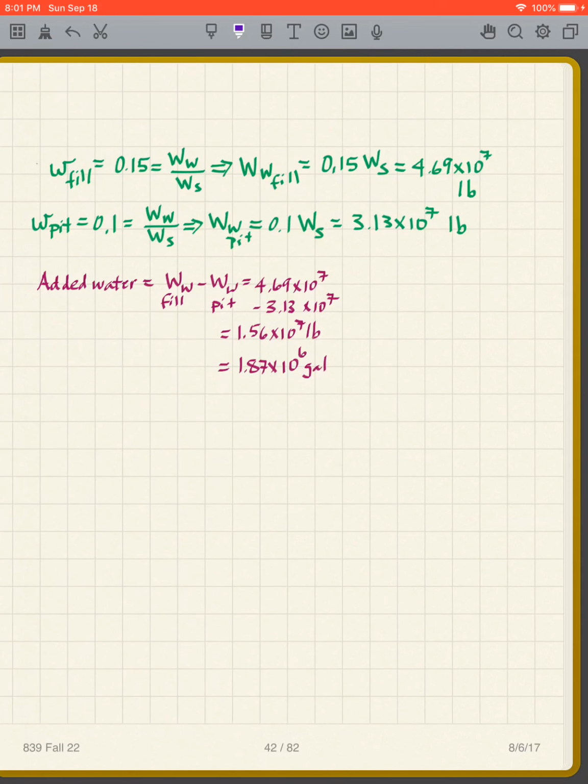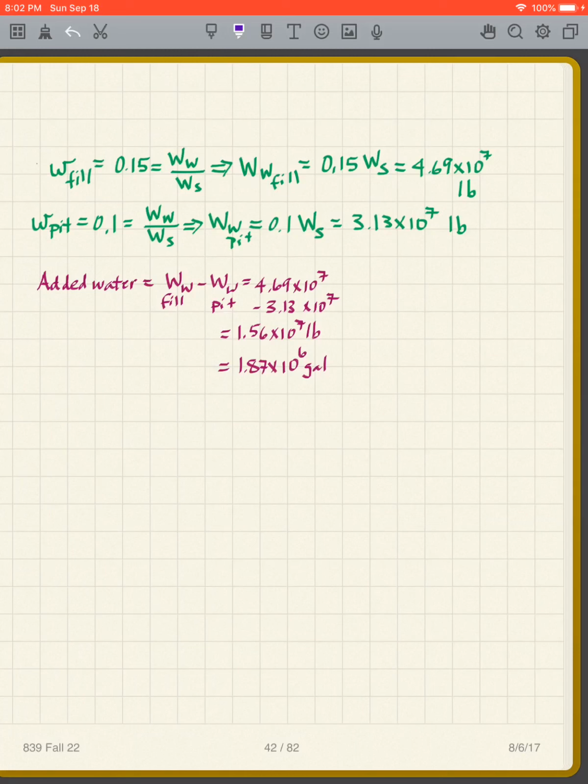And now, what about the water content? Well, the water content in the pit is just 10%. We want the water content in the fill 15%. So we need to add water to it. And again, weight of the water over weight of the solids in the fill. We know the weight of the solids in the fill. And so we can solve for the weight of the water in the fill. It comes out to be that.